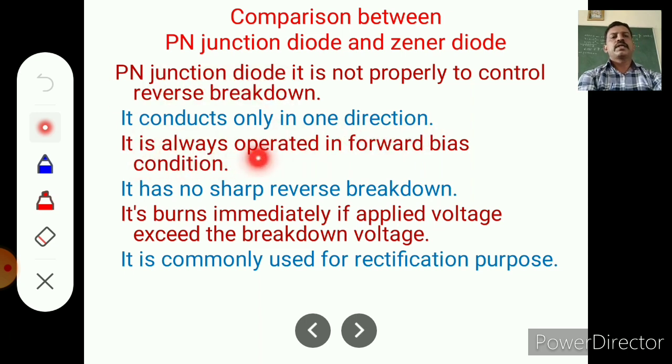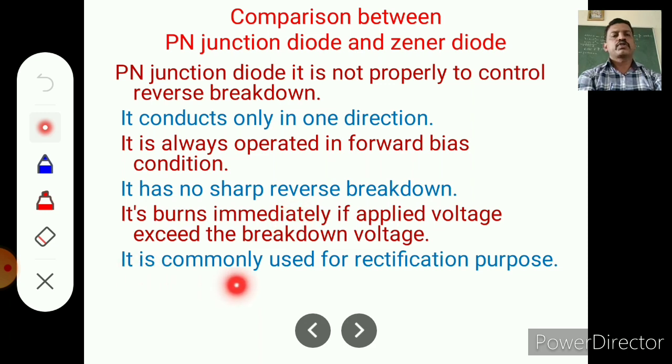It is always operated in forward bias condition. It has no sharp reverse breakdown. It burns immediately if the applied voltage exceeds the breakdown voltage. If the applied voltage of a PN junction diode is more than the breakdown voltage, then the diode will immediately burn, meaning it will get damaged.